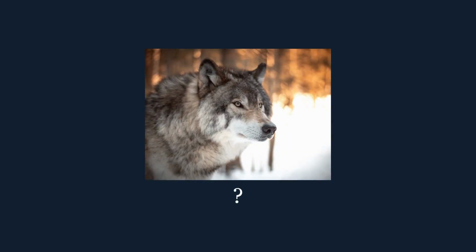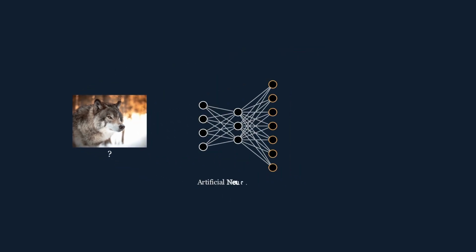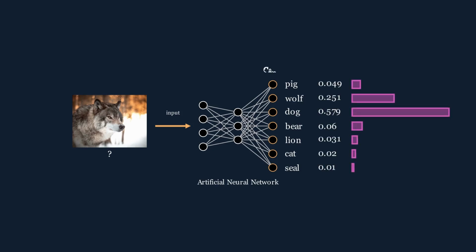Take an example of an AI model which tries to predict which animal an input image is. For simplicity, let's assume the model is a neural network, with its last layer of neurons having a 1:1 mapping to a predefined set of labels. I'm not going to go into how a neural network works, but for our case, we can assume that our neural network produces a probability value for each label, which indicates how likely our input image is defined by that label. So in this case, our AI model is predicting the chances of the photo being of a pig at 4.9%, a wolf at 25.1%, and so on.